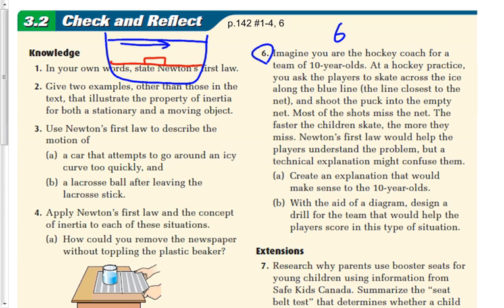Now, with the aid of a diagram, design a drill for the team that would help the players score in this type of situation. Some of you guys are hockey players. How about we just put the puck somewhere else? Instead of putting the puck in front of the net and shooting right at the net, put the puck in front of the net, moving this way, shooting this way, and having the puck go this way.